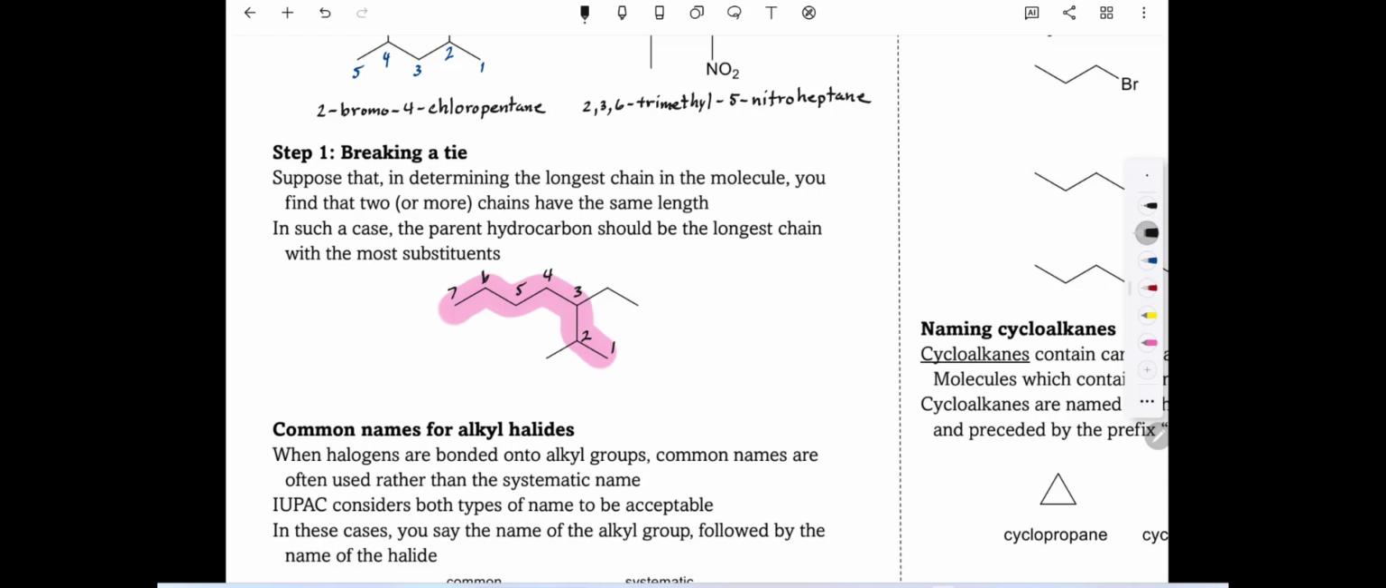Alphabetically, ethyl on carbon 3 comes before methyl on carbon 2, so the name is going to be 3-ethyl, 2-methyl, and the parent heptane. 3-Ethyl-2-methylheptane.